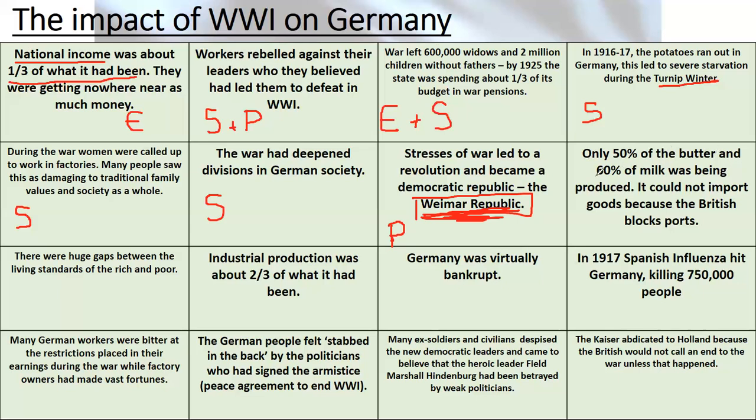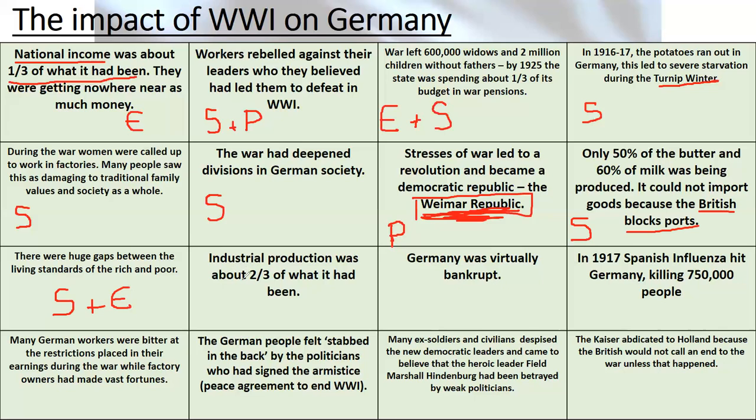Only 50% of the butter and 60% of milk was being produced. Germany could not import goods because the British blocked ports. This is going to be a social reason. Because the British were blocking ports into Germany, they weren't getting as much butter and milk, which meant rationing had to happen. There were huge gaps between the living standards of the rich and the poor.